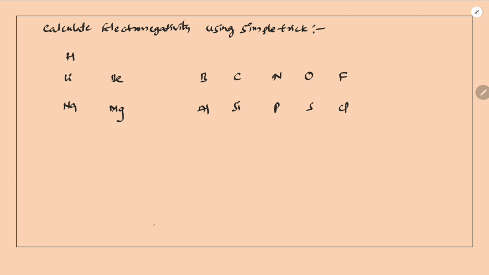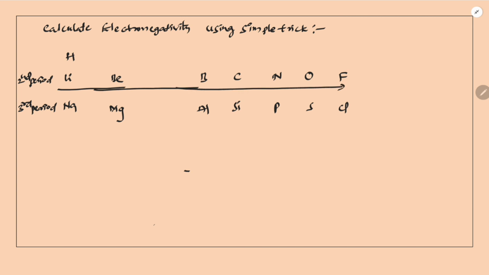Now I made two arrows and two circles. Lithium, beryllium, boron, carbon, nitrogen, oxygen, fluorine belong to the second period. Now sodium, magnesium, aluminium, silicon, phosphorus, sulfur, chlorine are in the third period. See the first arrow, in the second period.